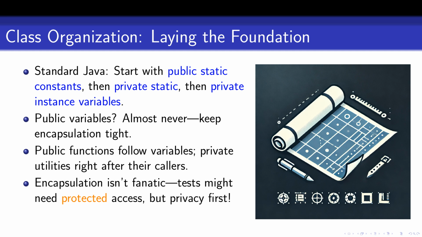When organizing classes, think of laying a solid foundation for your codebase. In standard Java, start with public static constants, followed by private static variables, then private instance variables. Avoid public variables to keep encapsulation tight. Privacy is key. Place public functions right after variables, with private utility methods close to their callers. While encapsulation is crucial, don't be overly rigid. Tests might need protected access, but always prioritize keeping your data secure.